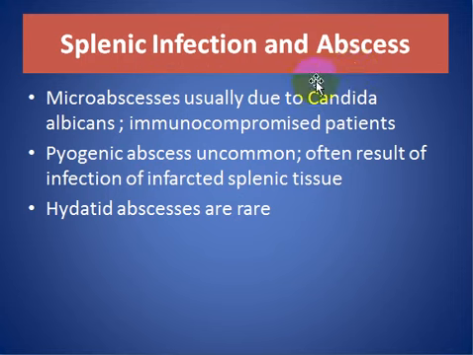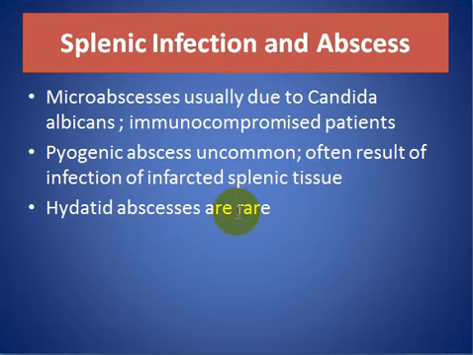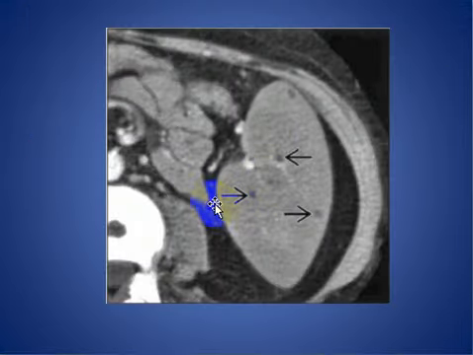Splenic infection and abscess. Microabscesses are usually due to Candida albicans and in immune compromised patients. Pyogenic abscess is uncommon in the spleen and often results from infection of infarcted splenic tissue. Hydatid abscesses are rare. Here we see a patient with multiple hypodense areas involving the spleen with splenomegaly after renal transplant, proved to be Candida microabscesses.